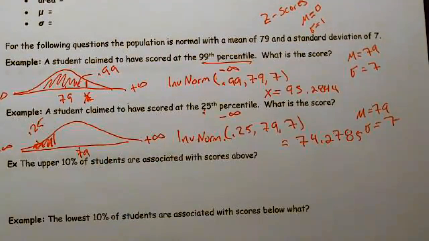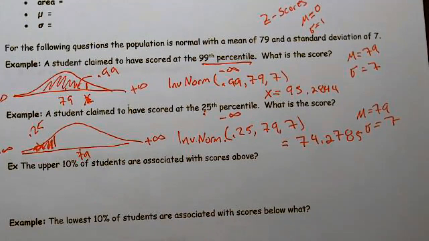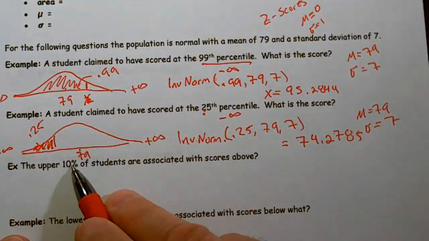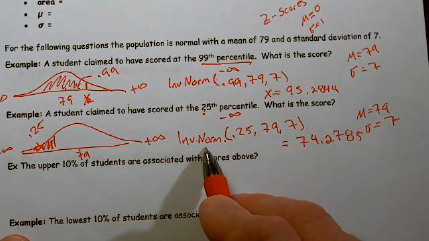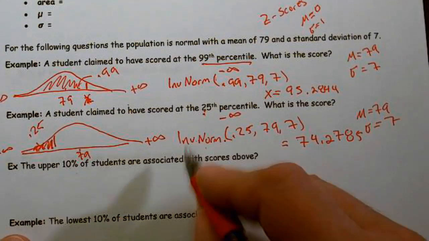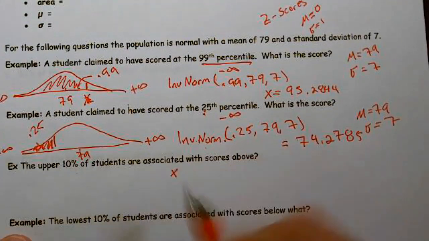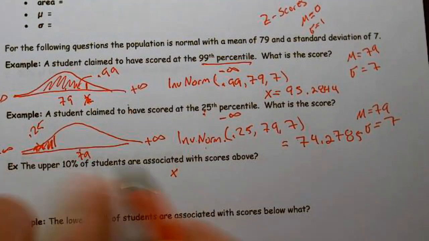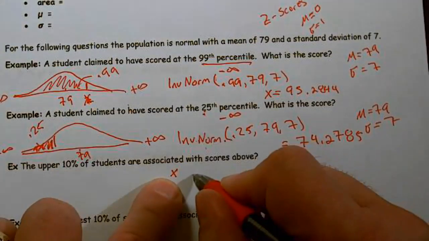All right. The upper 10% of students are associated with scores above what? Here, once again, they did not tell me that it was a percentile rank. They did give me a percent. So they gave me a percent, which tells me that they gave me the area. That means I'm working with an inverse norm, but they didn't give me a percentile rank, so I need to use my little X trick. So I put my X, and it's like, oh, 10%, the upper 10%. So this means this is on the upper side.